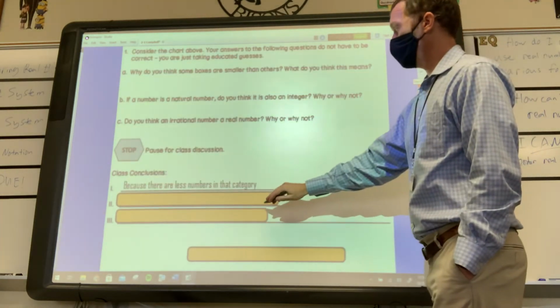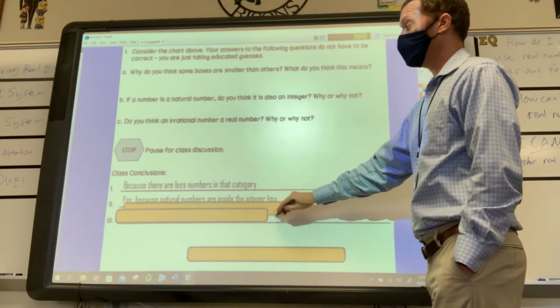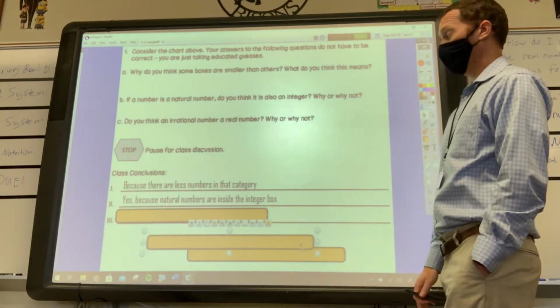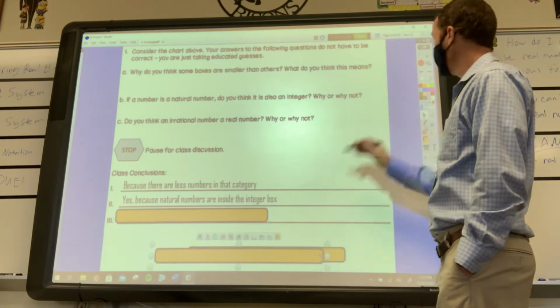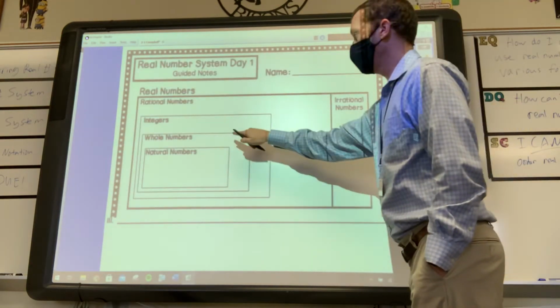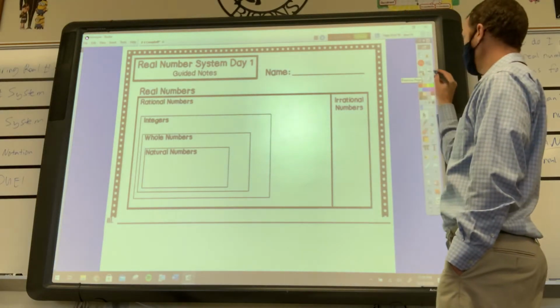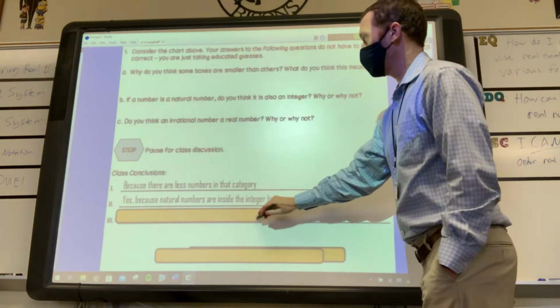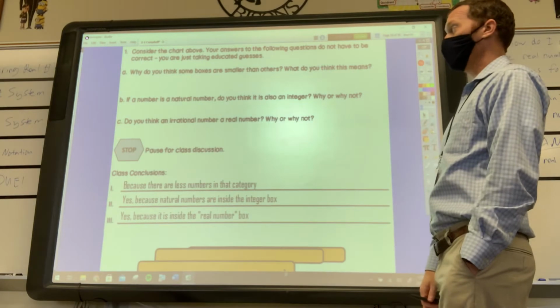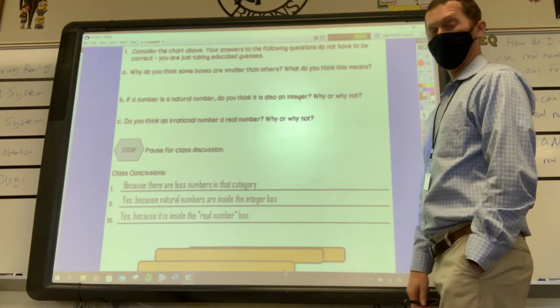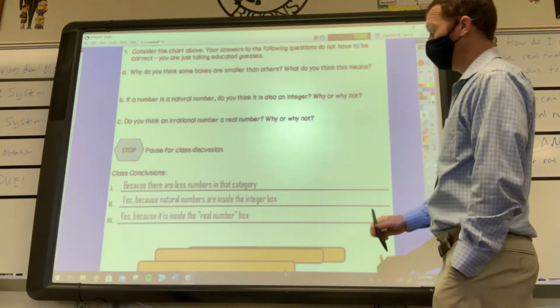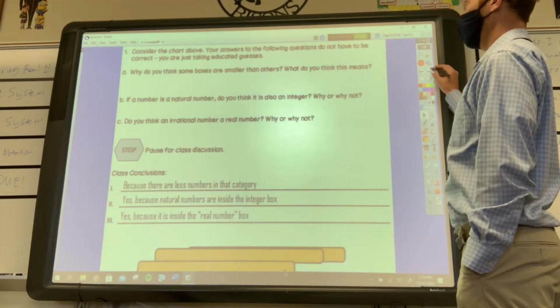Number 2 answer, if a number is a natural number, is it also an integer? Yes, because natural numbers are inside the integer box. Go back and look at this and we say, well, natural is also inside integer, so yes, naturals are part of integers. And the last question, is an irrational number still a real number? And the answer is yes, because it is inside the real number box. So make sure you record that.